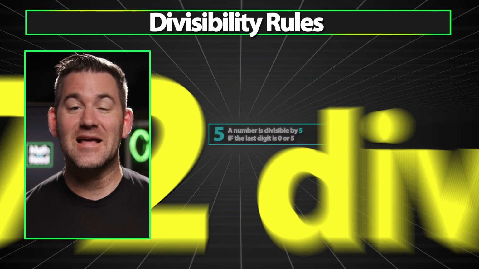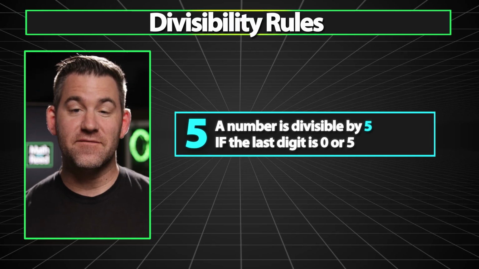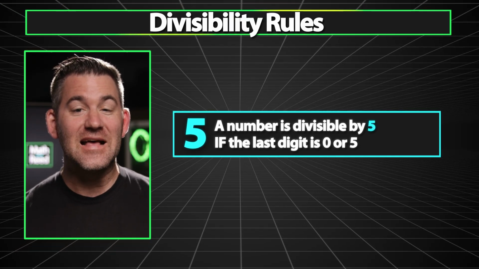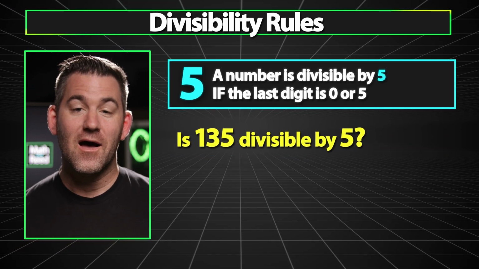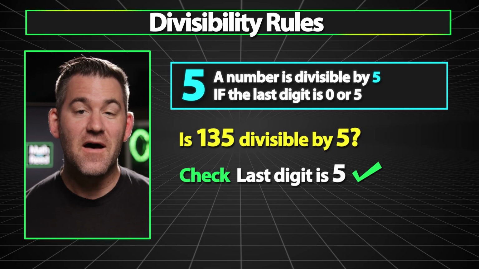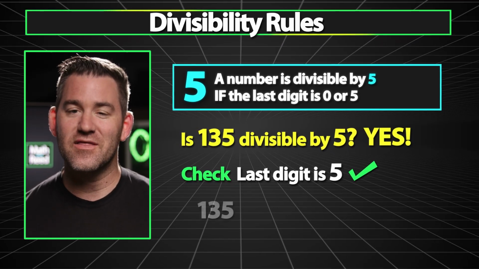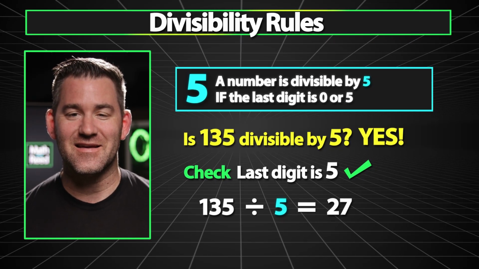Let's keep it going and take a look at the rule for fives. A number is divisible by 5 if the last digit is a 0 or 5. For example, 135 ends in 5. That means 5 must go into 135. And if we divide, we get 27.